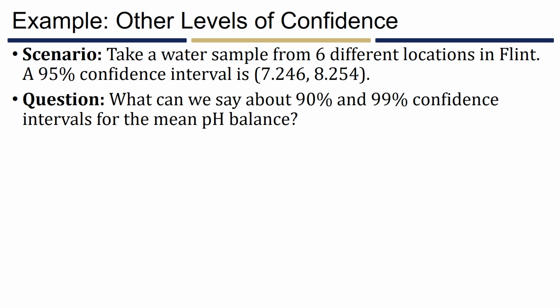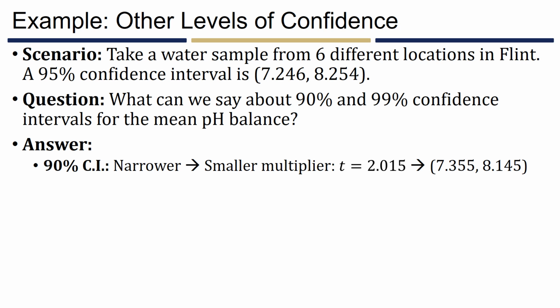Let's say instead, though, we choose 90% confidence, and we wanted to calculate out a confidence interval here. Well, because we want 90% confidence instead of 95%, we need less area in the middle of our t-distribution. As a result, we'll end up with a narrower confidence interval. We'll have a smaller critical value multiplier. Our critical value here would be only 2.015, giving us a confidence interval of about 7.355 up to 8.145.